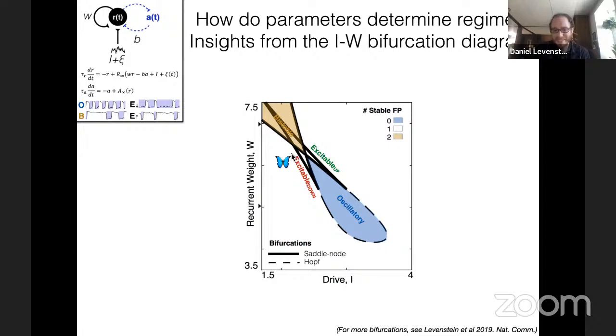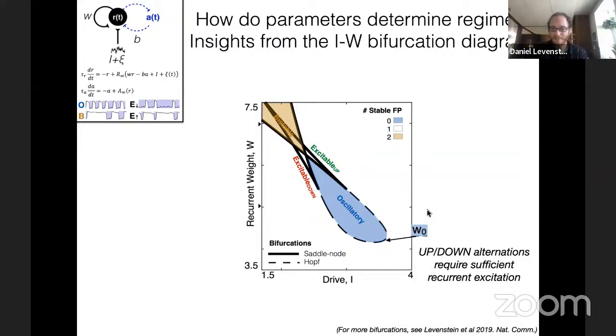But what does this actually teach us about up and down states? Well, first, that up and down alternations really require some sufficient amount of recurrent excitation. And they appear in this codimension 2 hop bifurcation, which we can actually in the model solve analytically. And we've mapped out where it occurs, as you can see here. But the crucial thing is that you need some sufficient level of recurrent excitation to maintain a self-maintained upstate in the population.